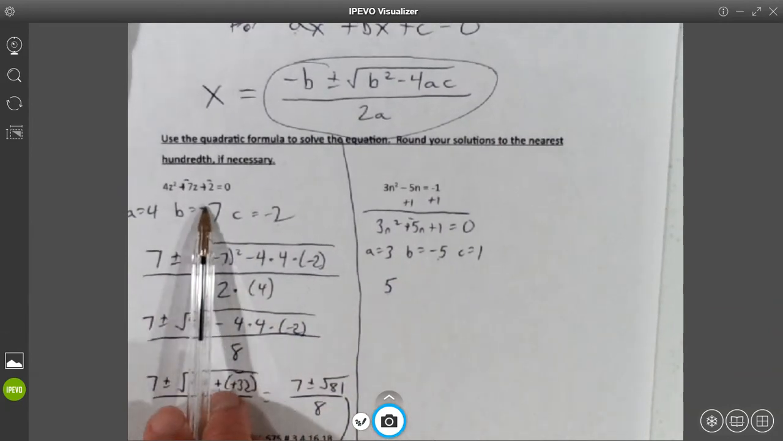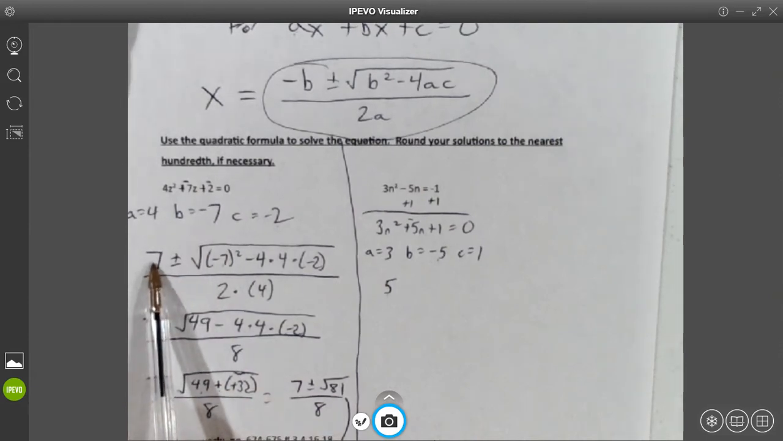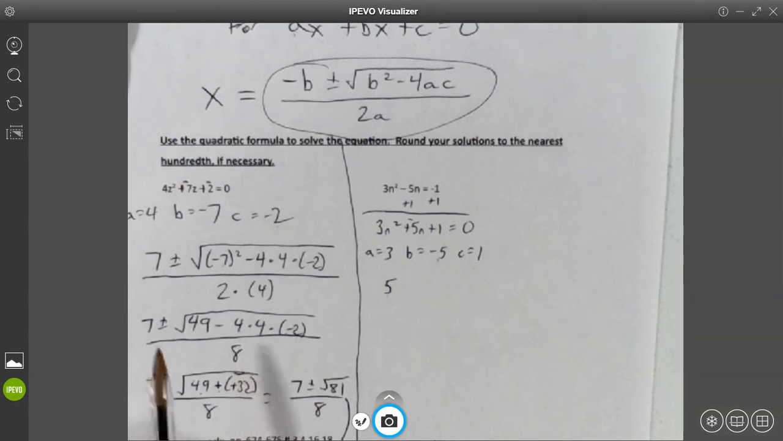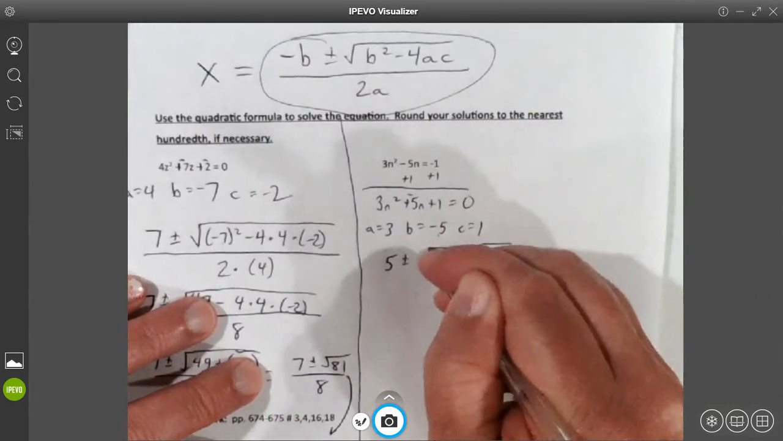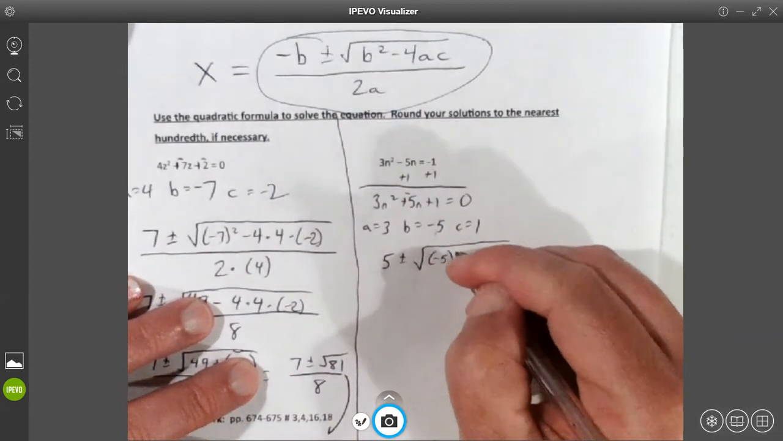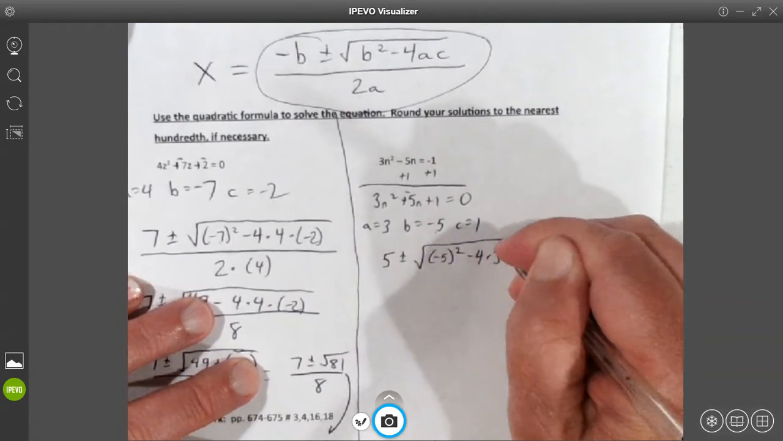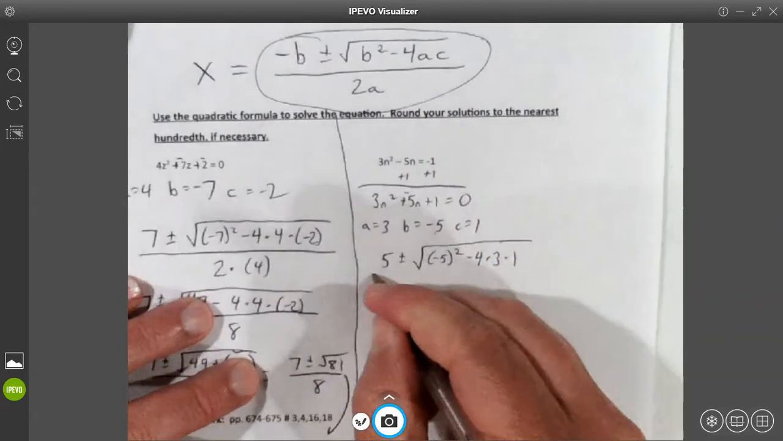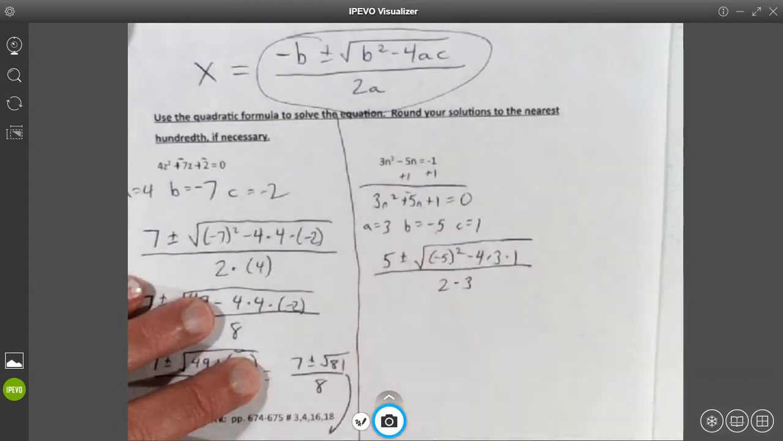If in this case B would have been 7, the opposite of 7 is -7, and that would have changed that. All right, but here we go. We keep going. Plus or minus the square root of B squared, so that's -5 squared minus 4 times A times C. And that whole thing divided by 2 times A.